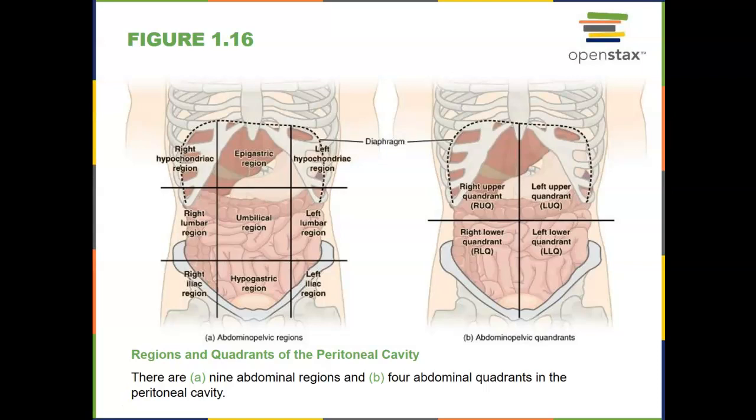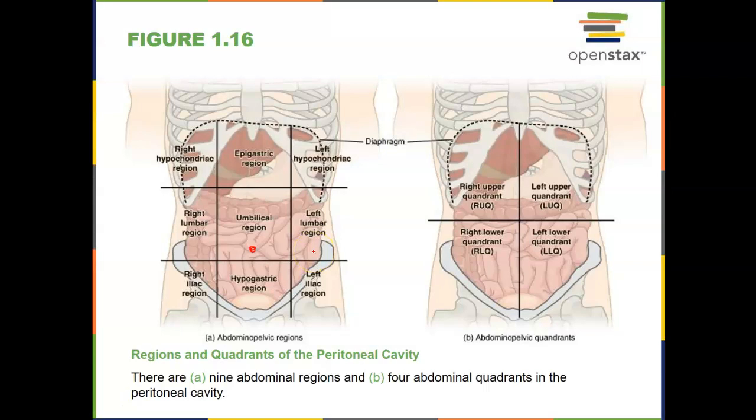So we have the right hypochondriac region, which contains pretty much liver. We have the epigastric region, which is going to contain liver, gallbladder, and stomach. The left hypochondriac region contains stomach, some spleen maybe, pancreas. We have the right lumbar region, the umbilical region, which you'll find your belly button in, and the left lumbar region. And then you have the right iliac region, the hypogastric, and the left iliac.